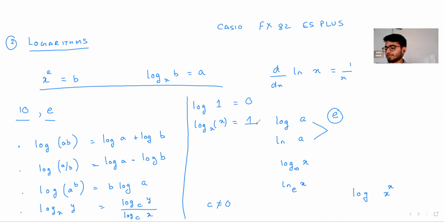So these are a few basic properties of logarithms which students are expected to know while preparing for actuarial science papers. Any doubt in this, or shall I proceed to the next one?